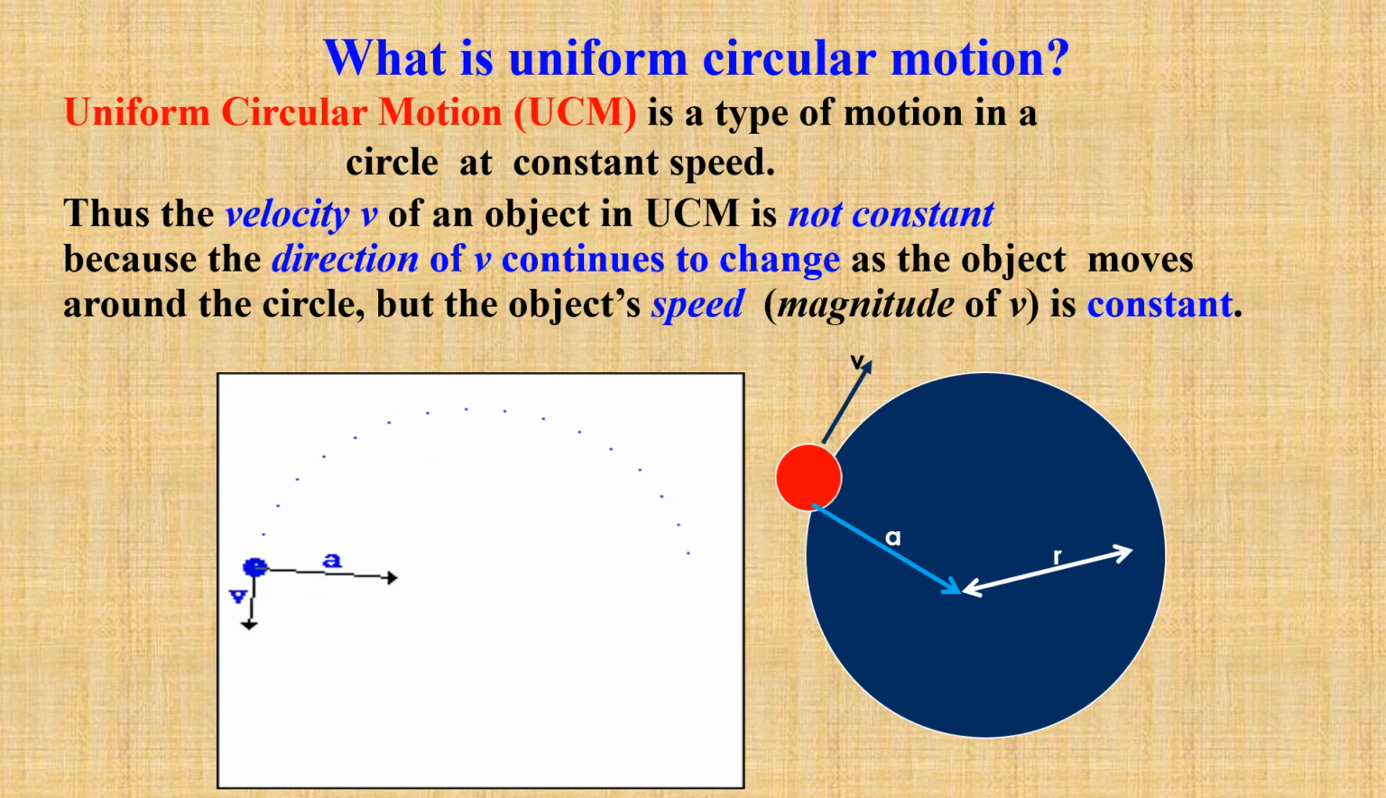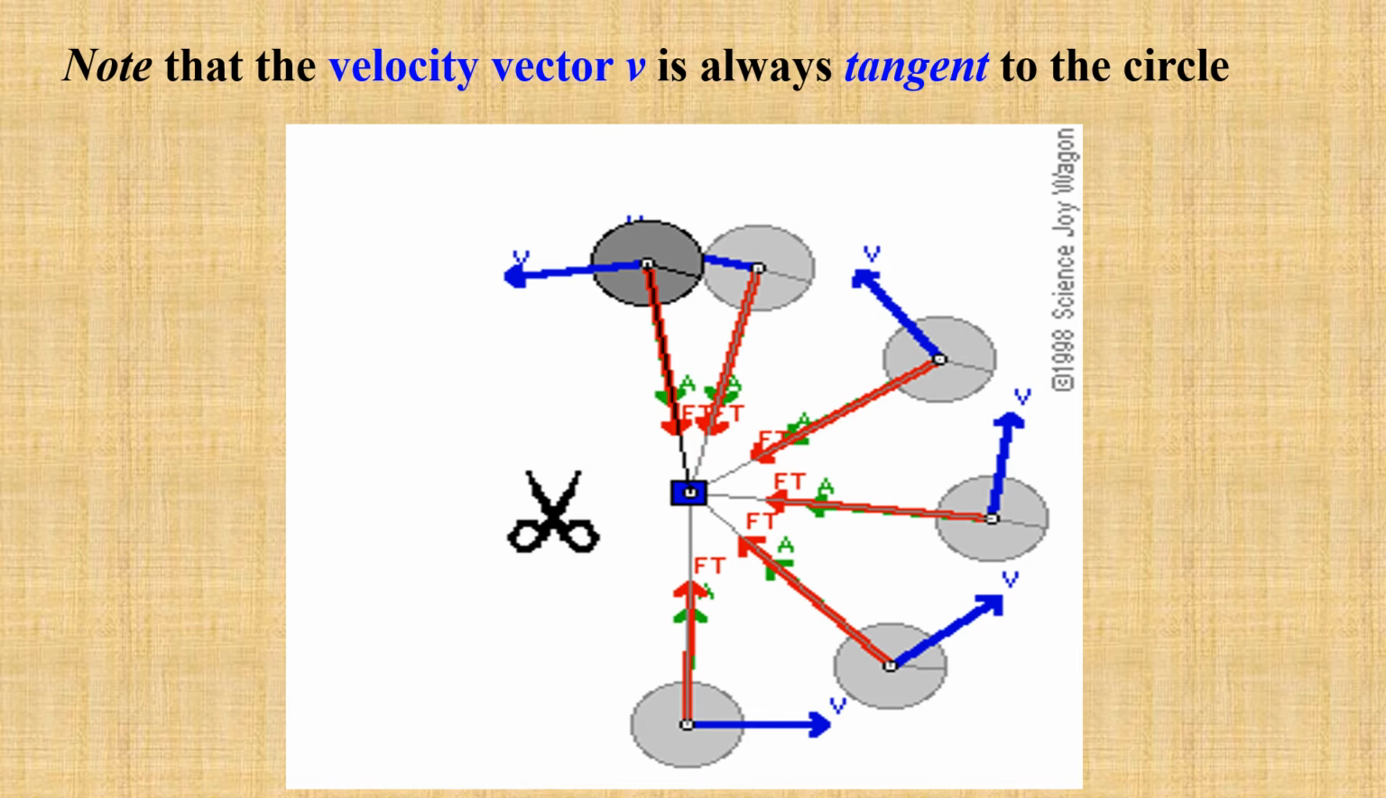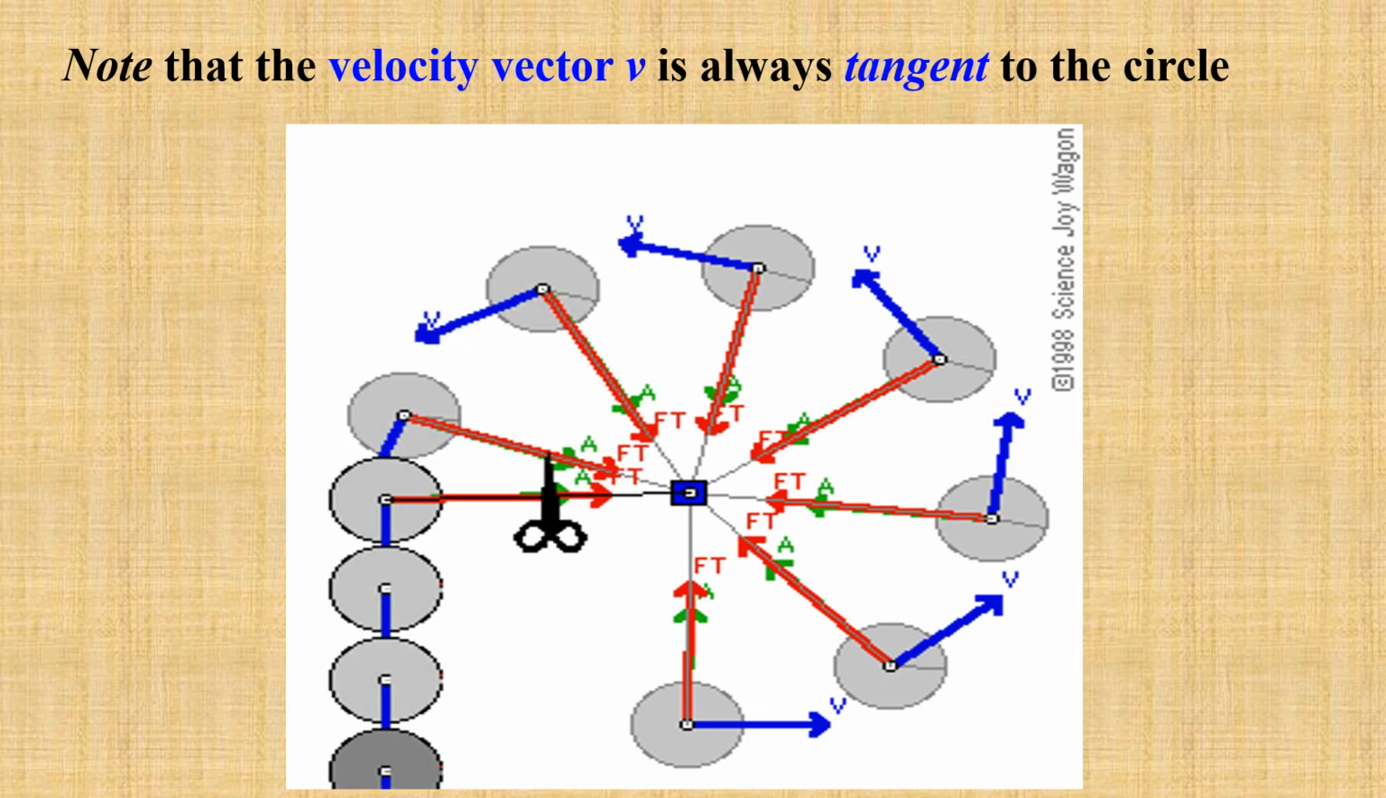Thus, the velocity v of an object in UCM is not constant because the direction of v continues to change as the object moves around the circle, but the object's speed, or the magnitude of v, is constant. Note that the velocity vector v is always tangent to the circle.